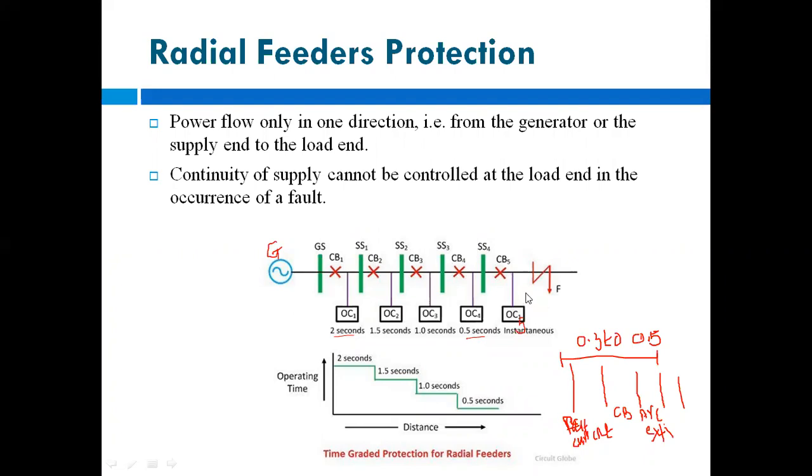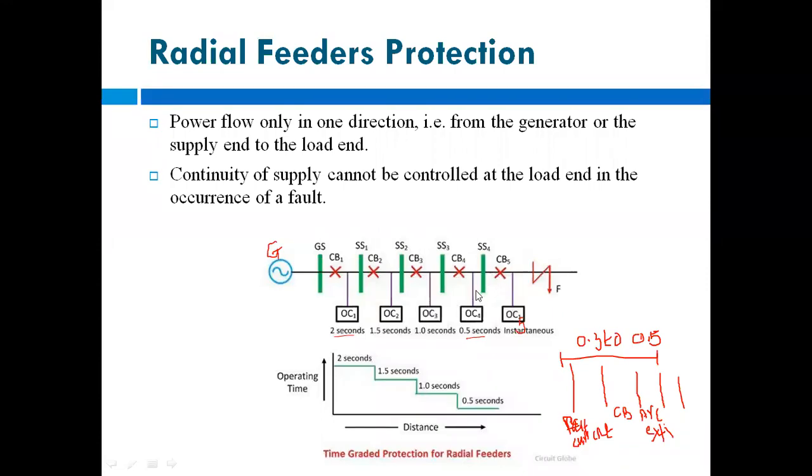Here the time graded system is used, meaning if the fault occurs at a longer distance, then that relay will operate first, and the relay at the generating station will operate last, because the time set for that relay is more. The time increases as you come towards the generating station. This is again a disadvantage: if the fault occurs in between and the nearest relay fails to operate, then the next relay takes too much time to operate. So that is the disadvantage of radial feeder protection.